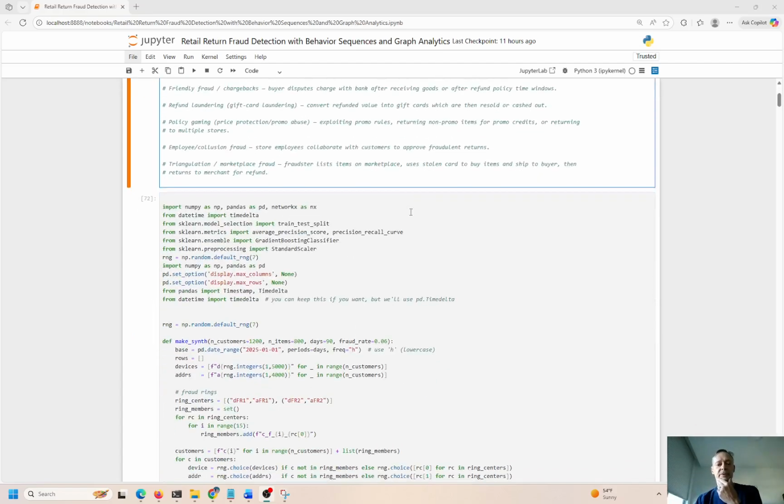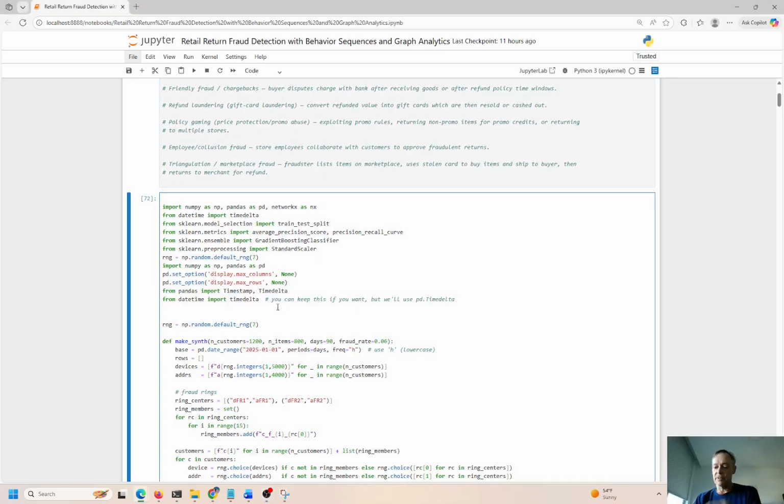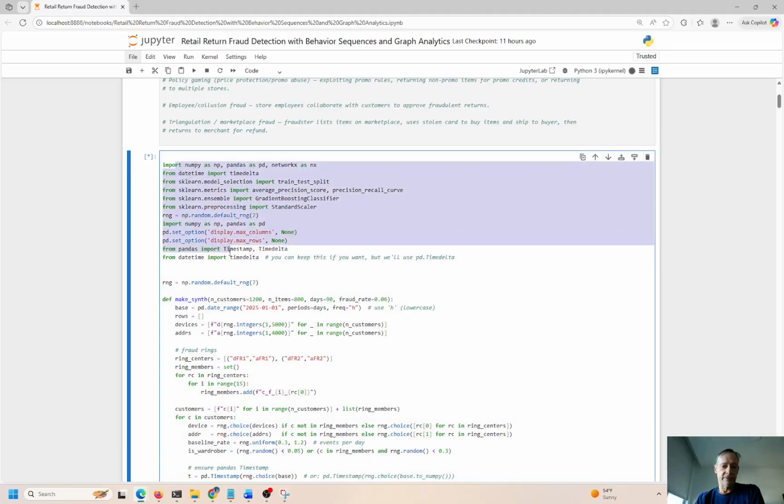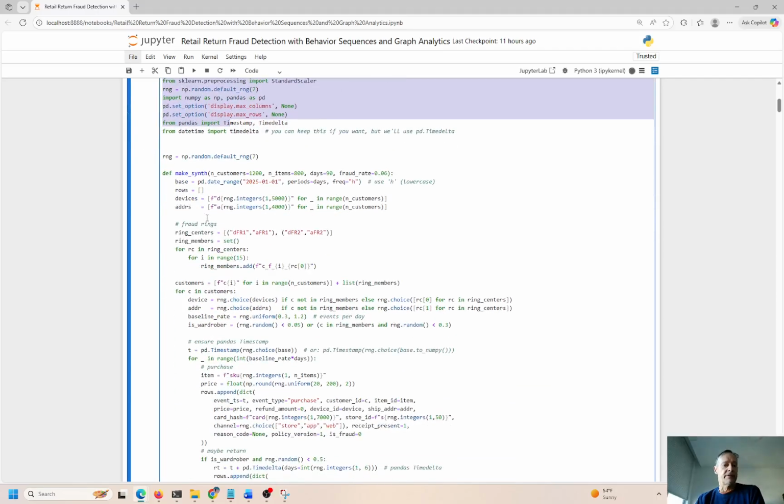So I came across this recently. I put together some sample code here. Let me show you my findings. I think this is pretty interesting. So we're going to import the typical Python libraries over here. I am going to create some synthetic data.